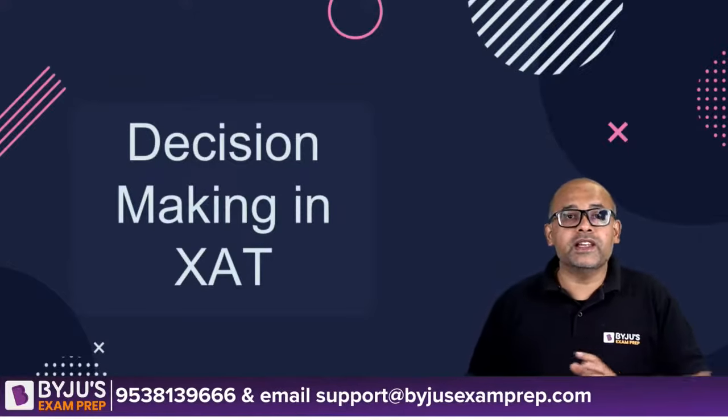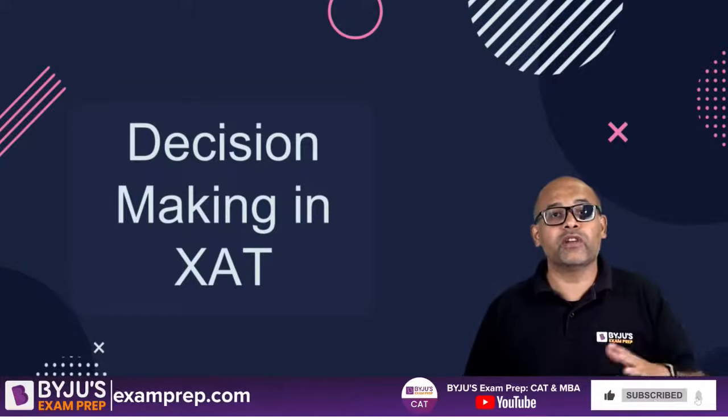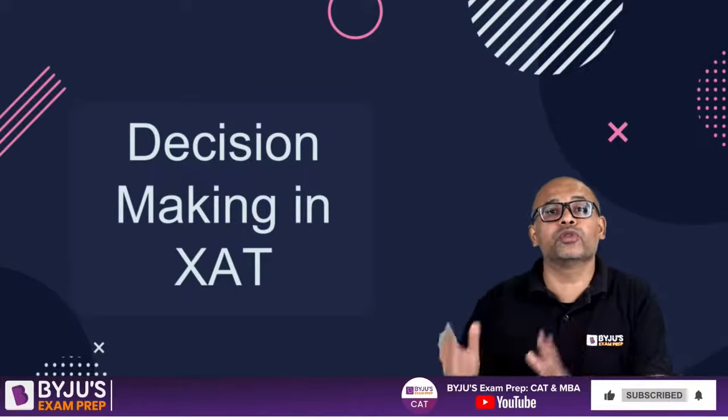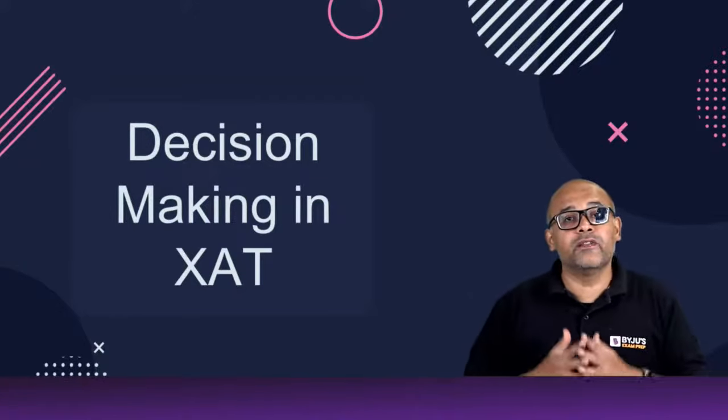Decision making is not there in your CAT. It is not even close to anything that is there in CAT. Or the other way around, whatever is there in CAT is not even close to what is required in decision making. So this is a completely different animal. You need to tackle it very, very differently.